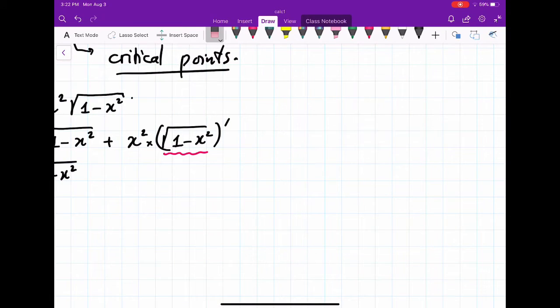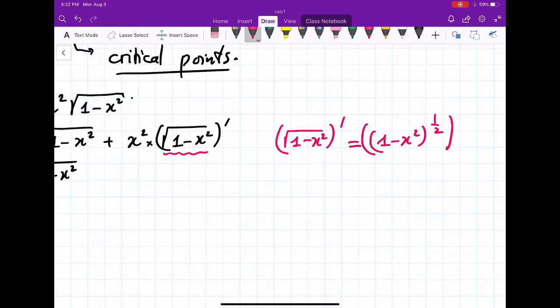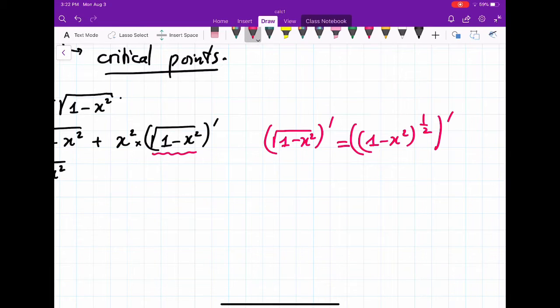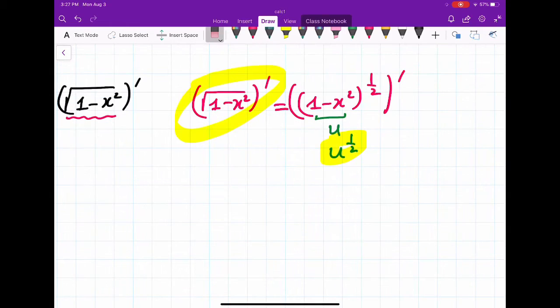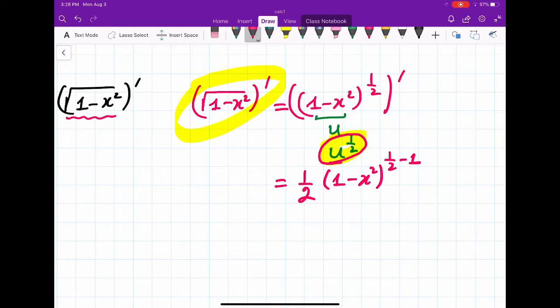Let's find the derivative of the square root of 1 minus x squared. Usually when I have a radical function, I will rewrite it in power form. I have 1 minus x squared to the 1/2, right? And then the derivative. Now we need to use the chain rule. I have two functions in here. The inside function is 1 minus x squared, and the outside function is the power 1/2. If we apply the chain rule, I have 1/2 times 1 minus x squared to the 1/2 minus 1, which is the derivative of u to the 1/2, and then times u prime, which is the derivative of 1 minus x squared.